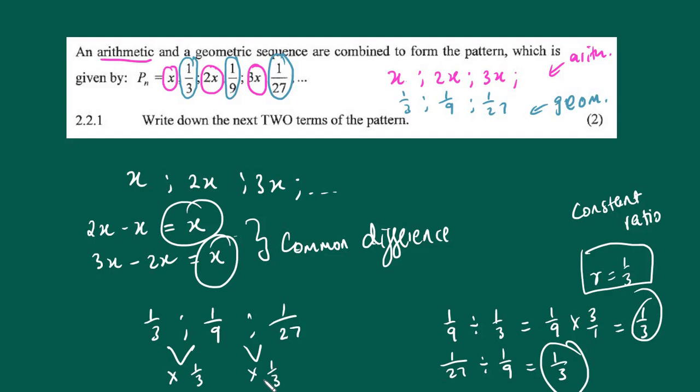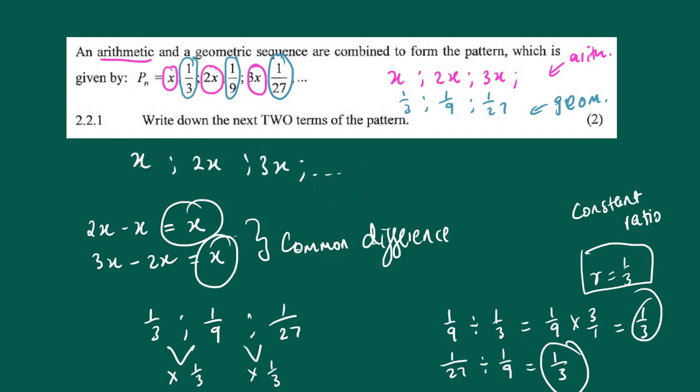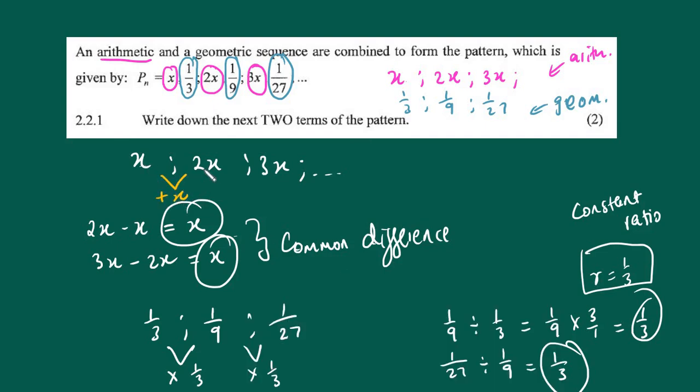Why are we saying it's geometric? Because there is a constant ratio. You are multiplying by the same number to get to the next term, while here you are adding the same number, because our difference is x, which means each time to get to the next term you must add x. So you add x, x plus x is 2x, and then you add x, 2x plus x is 3x.